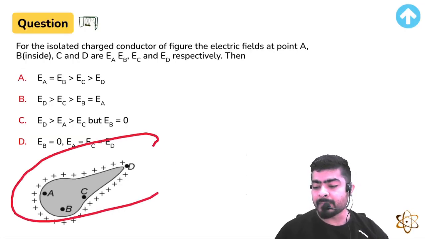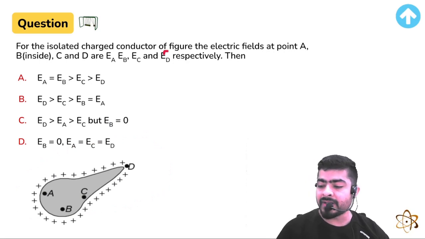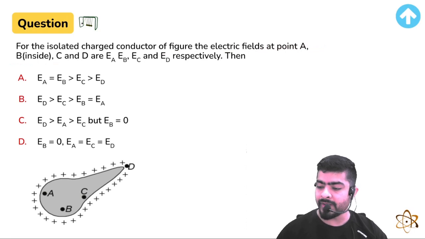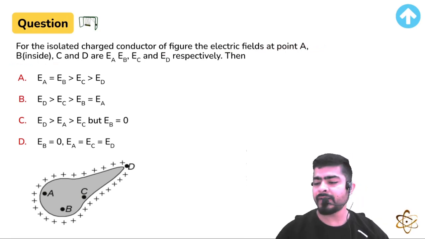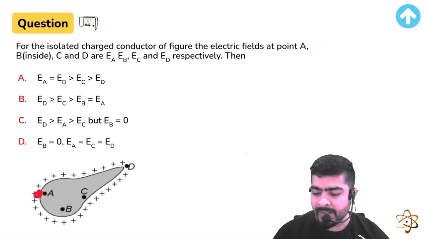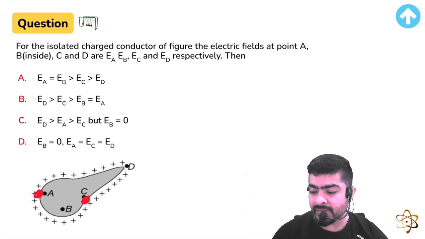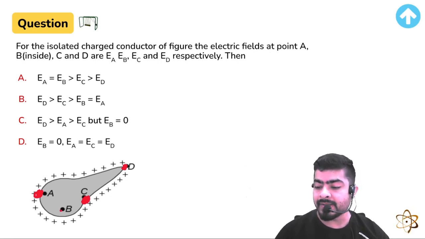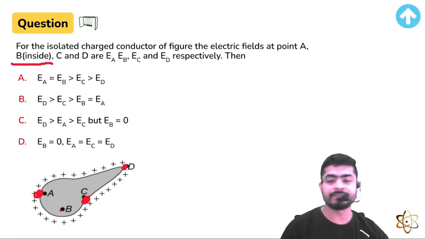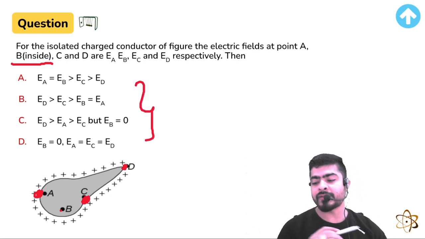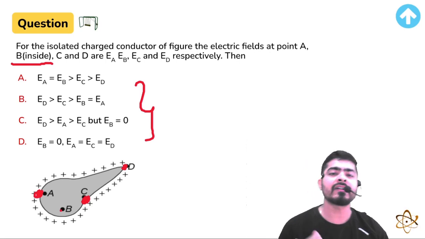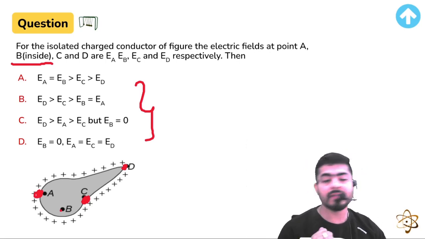So solve this question now. Again we have the same isolated conductor, with the points A, B, C and D. Point A is exactly on the surface. Point C is exactly on the surface. Point D is exactly on the surface. But B is inside the conductor. Among these four options, what do you think will be the correct answer regarding the electric field at the 4 points? Think fast.